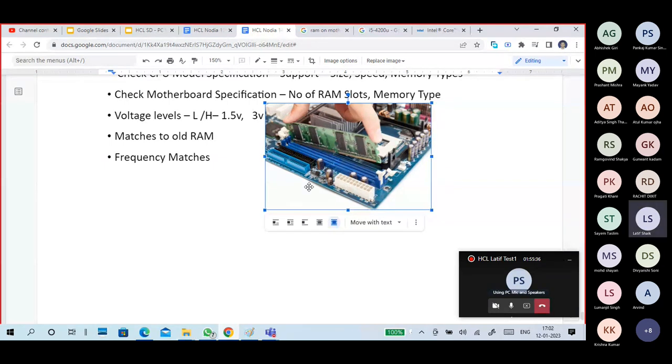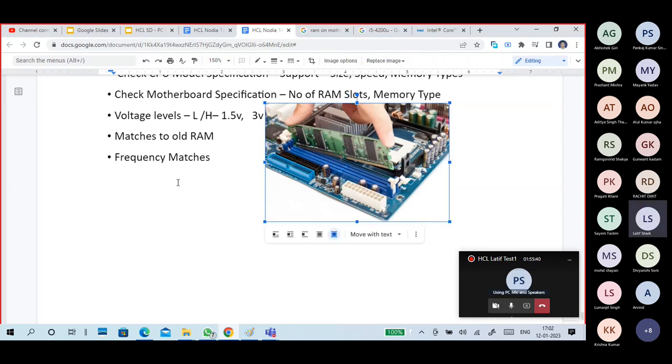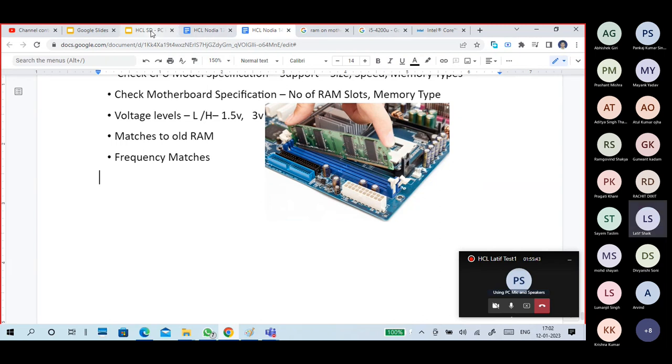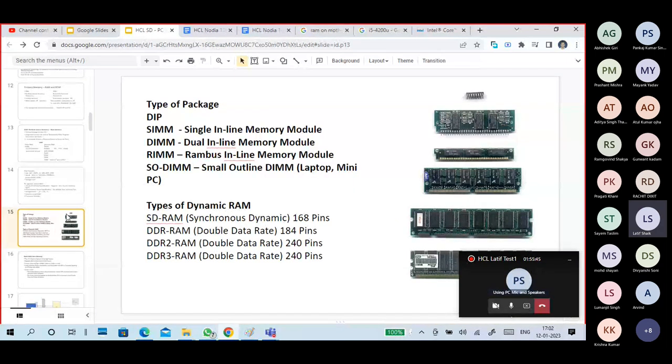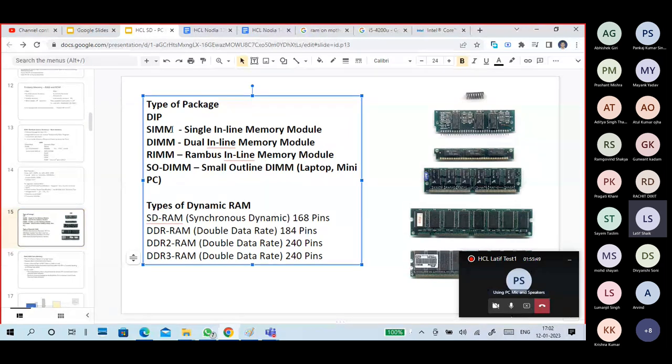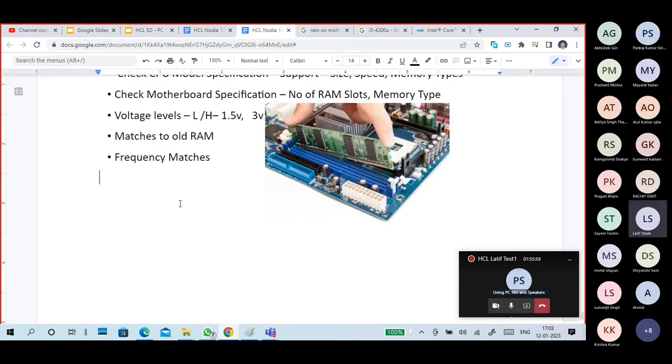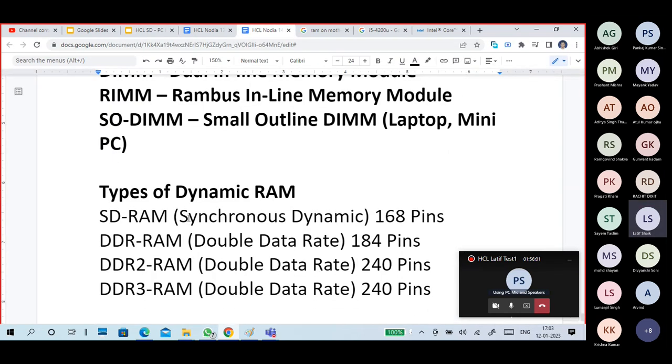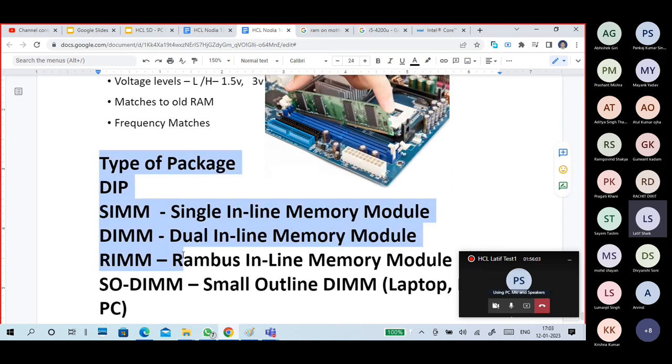Okay, this is how RAM slots look. Yes, every RAM has different packages: DIP package, SIMM package, RIMM package, SODIMM packages, and so on. I'm giving this information just for knowing. Not much requirement, but one point is a compulsory requirement.